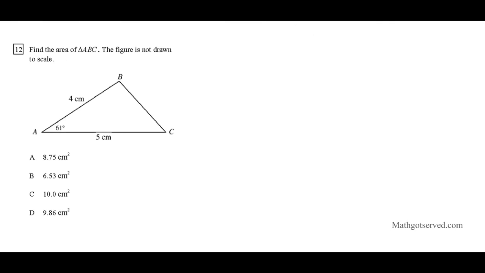Okay, let's take a look at question 12. For question 12, we have to find the area of triangle ABC. Figure is not drawn to scale. So the area formula, K, I'm going to write it K equals 1/2 side times side times sine of the angle.